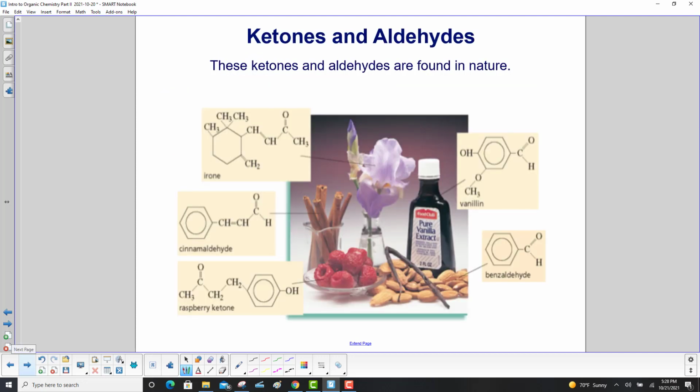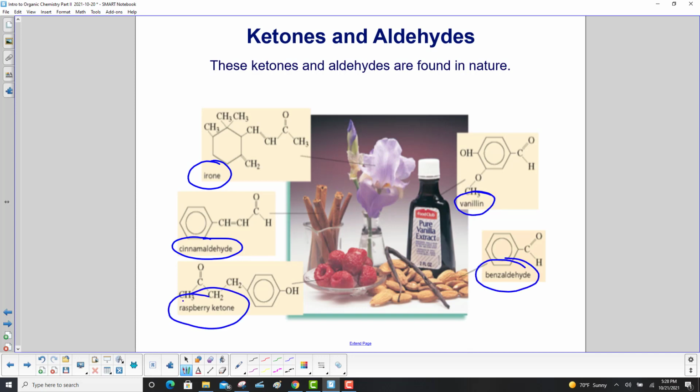These ketones and aldehydes are found in nature. Here's a cinnamon flavor, raspberry, here's vanillin, here's benzaldehyde. And all of them have pungent smells. Some of these at least are nice, right? Cinnamon, raspberry.